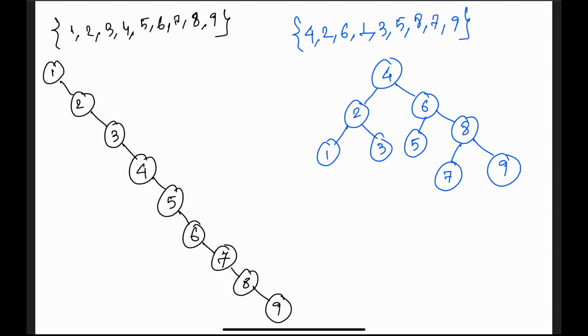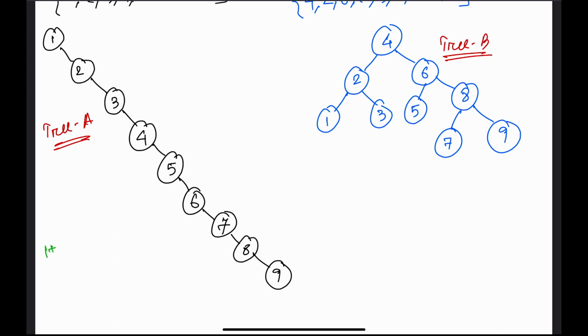Now, what are the differences in these binary search trees? If we look into this tree, it looks like a skew tree, isn't it? It is a skew tree actually. Let's call it tree A and the other tree B. Now, if we calculate the average number of comparisons to reach a node, then for tree A it would be 1 plus 2 plus 3 plus 4 plus 5 plus 6 plus 7 plus 8 plus 9, whole divided by 9, which is equal to what? 5. Obviously the sum is 45, right?